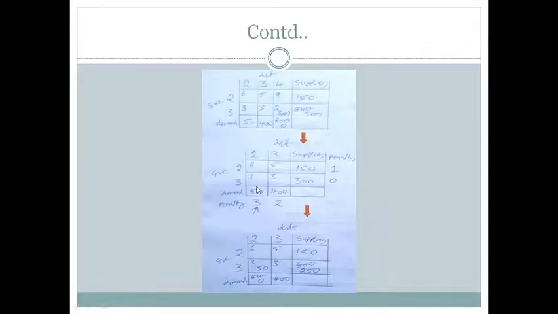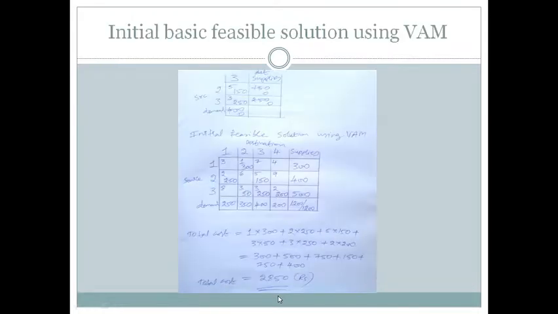Put that value into this C of 3 2 cell, and that becomes X value here. So 50 is added here. Subtract that 50 with supply, it becomes 250 here. With the demand it is 0. So remove, delete this second column because the demand value is 0. And now we have reached where we are having only one column and 2 rows.